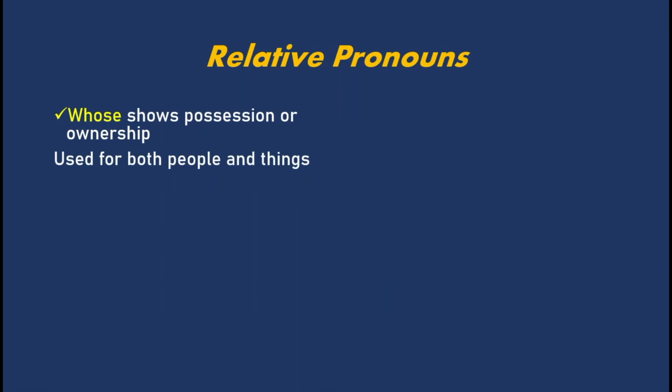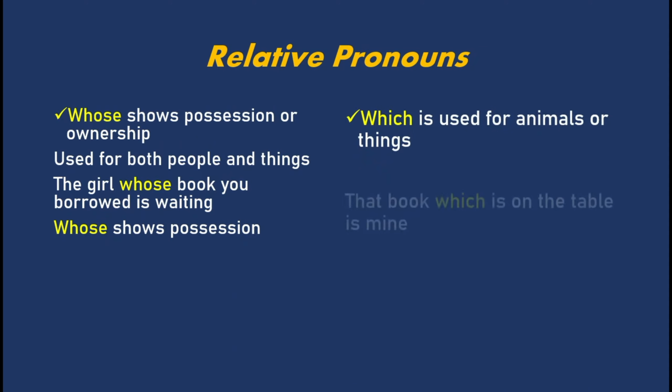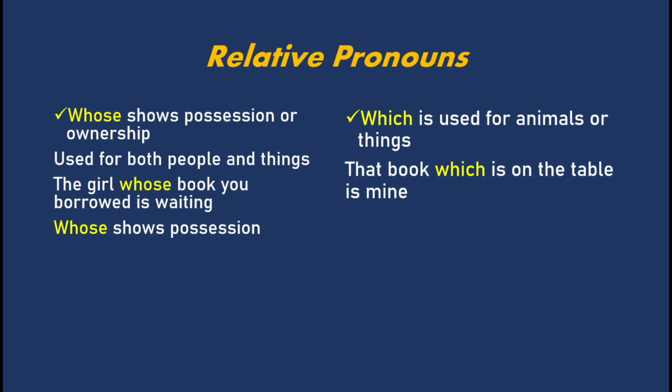Whose shows possession or ownership and can be used for both people and things. For example, "The girl whose book you borrowed is waiting." Here, whose shows possession. The next one is which, which is used for animals or things. For example, "That book which is on the table is mine." Here, which is a relative pronoun.